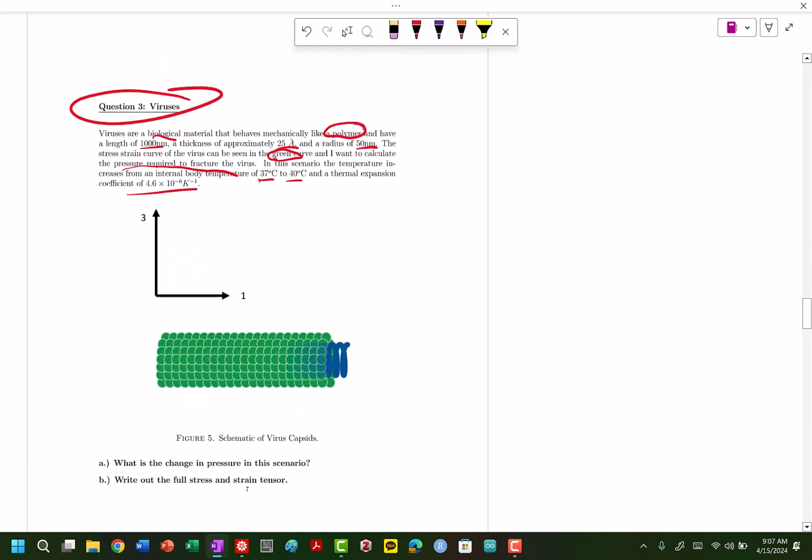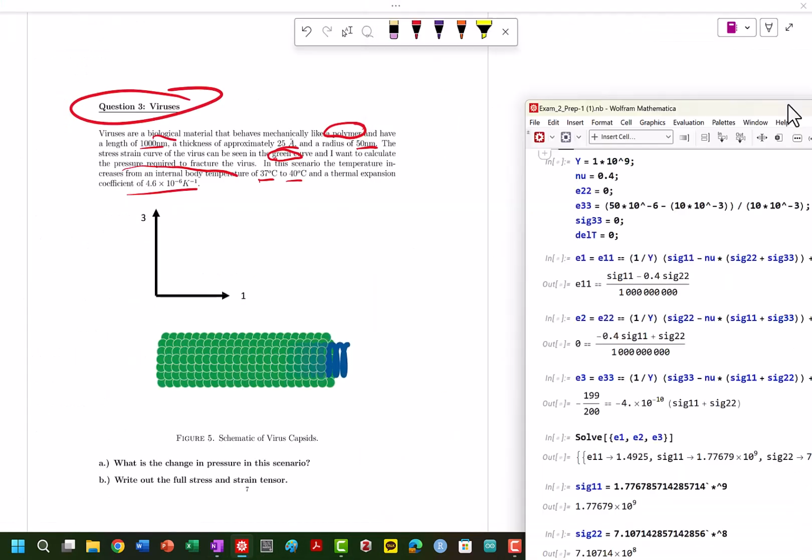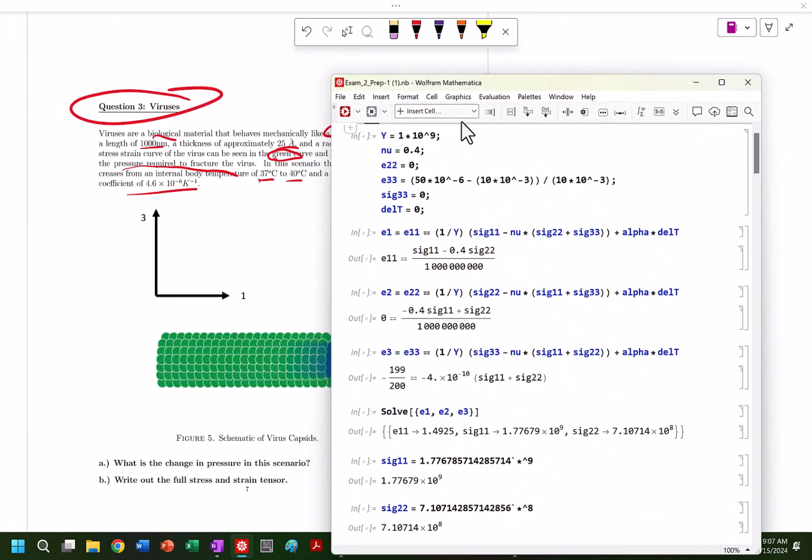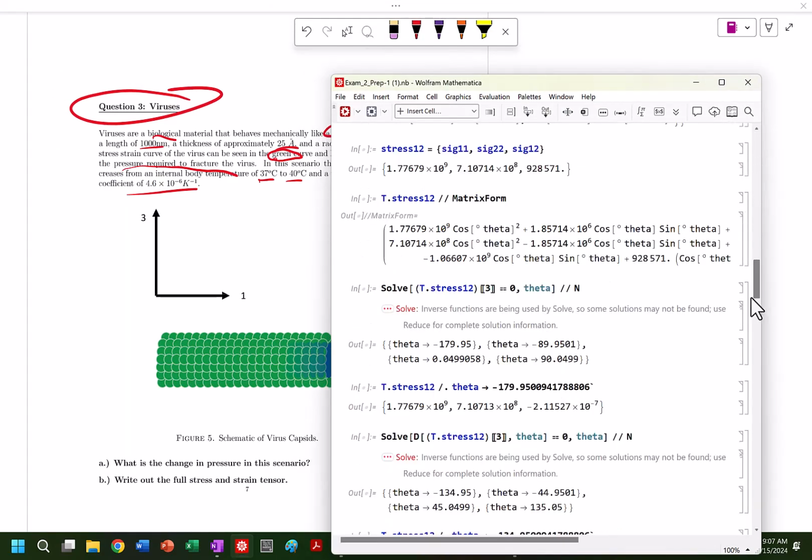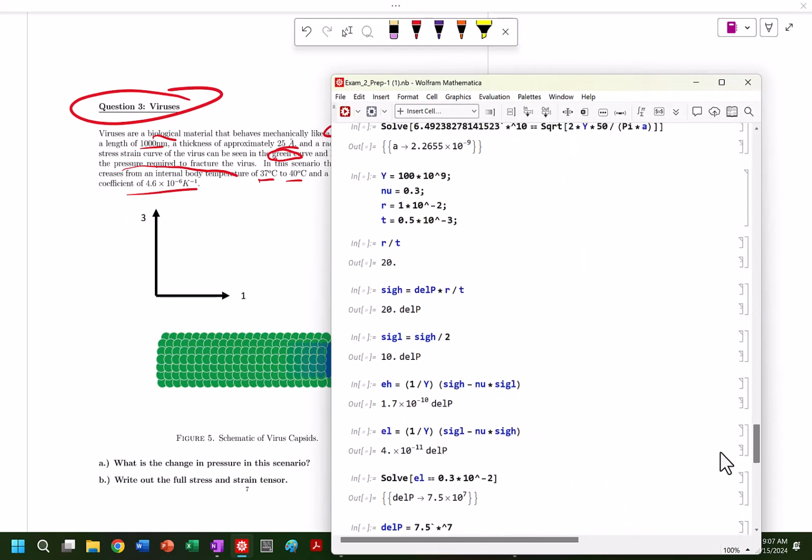So first, whenever we hear radius and thickness, what do we do? We got to go and start to calculate some values. So let's go ahead. I have my little notebook pre-set up here.